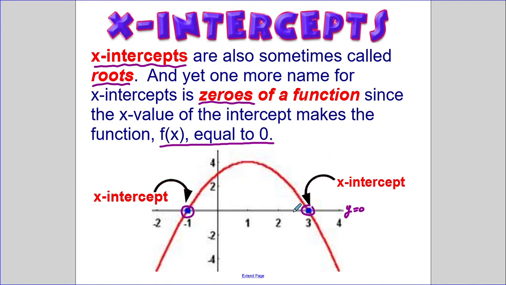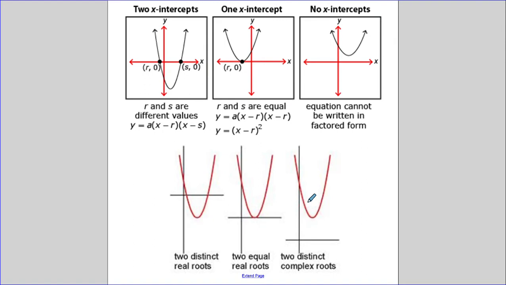Now, in this video, we're going to mostly just be talking about deciding how many there are, not exactly figuring out, like in this example, for instance, saying -1 and 3, but just saying that there are 2 roots. So we can have 2 x-intercepts in this case, where r and s are different values. So this would be in our factored form. We can see r and s have different values.